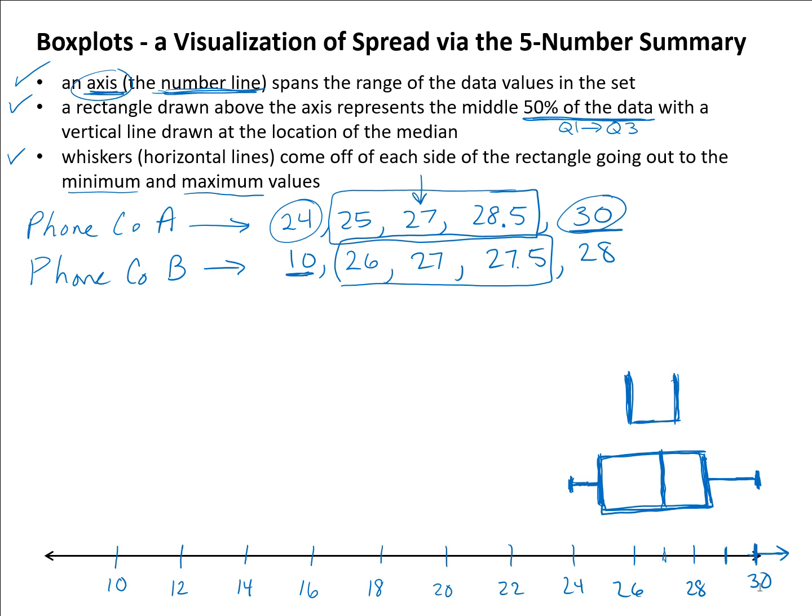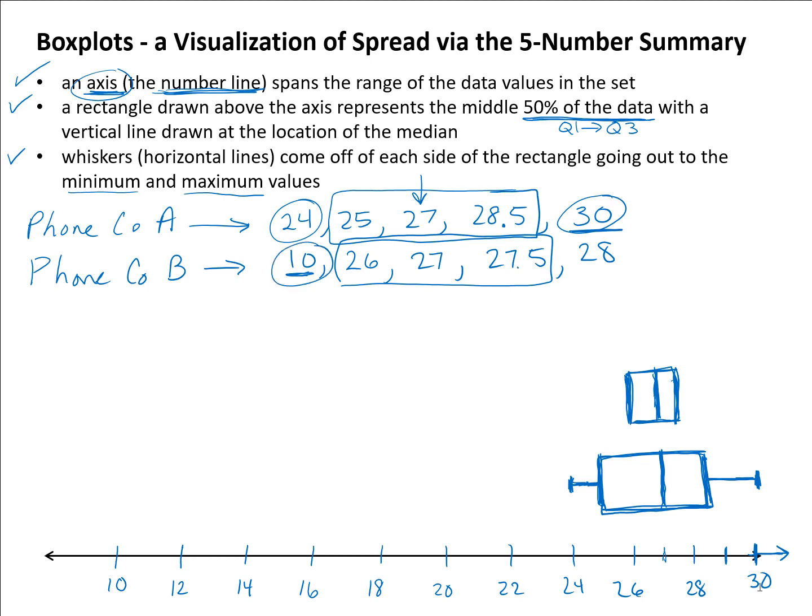So my box for the middle 50% of the data is much smaller. It is much thinner than the box for phone company A. And then I put the median in at 27. So the median is exactly the same on both of these, and you can see they line up. But the box is much narrower for phone company B. That means that the data for the middle 50% is much less spread out. So this is a much more packed data set in the middle 50%.